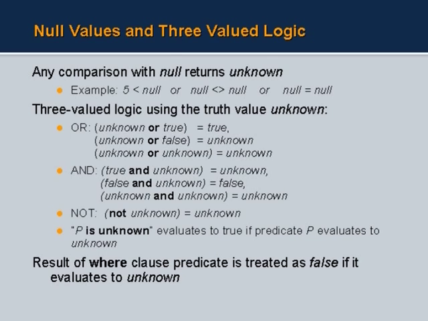And is interesting. It's the opposite of OR. So true and unknown is unknown. However, false and unknown is definitely false. So regardless of whether this is true or false, this will be false. Similarly, unknown and unknown is unknown. And not of unknown is unknown. And the special clause, is unknown, evaluates to true if P evaluates to unknown.